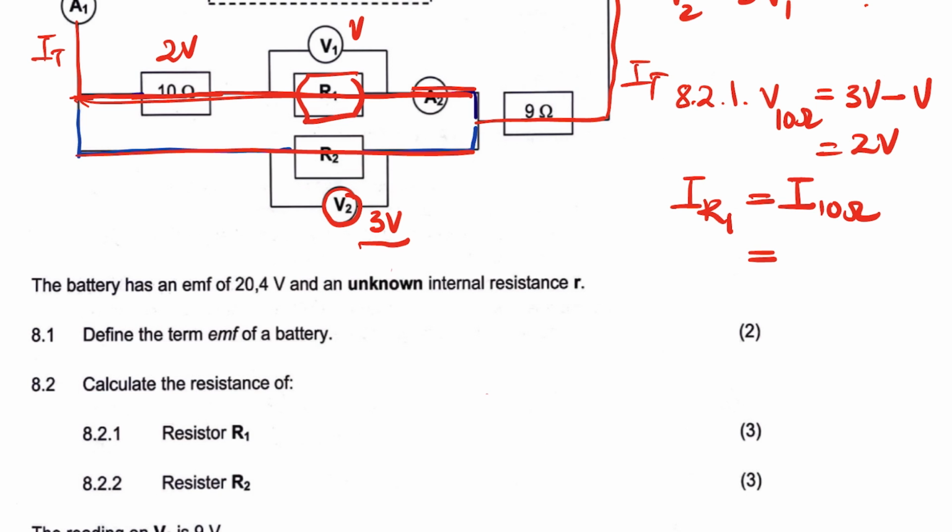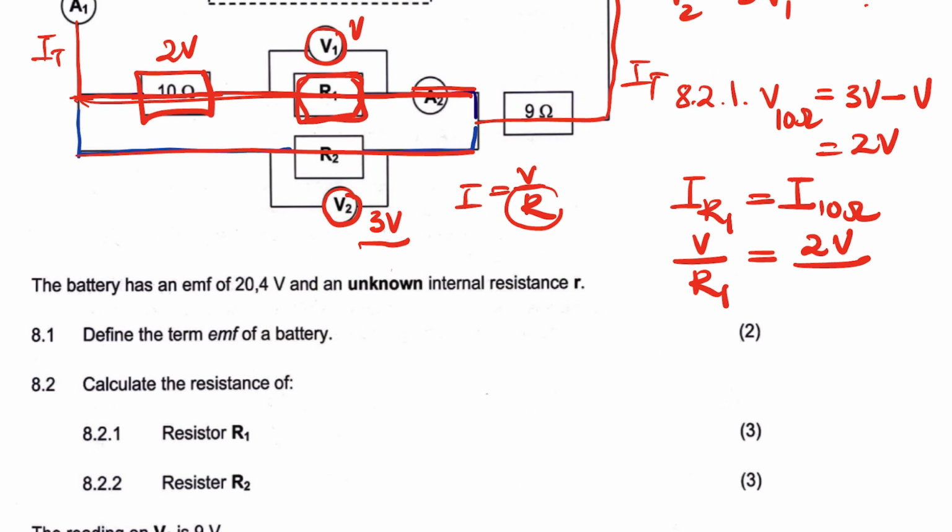We know the formula that says I is equal to V over R. So here we're going to have V. What is the V in R1? It is V, and the resistance here is R1. Then in the 10 ohm resistor, the V there is 2V, and we divide by the resistance, which is 10. And then we cross multiply.